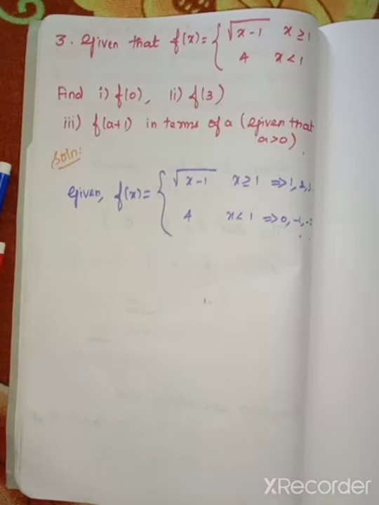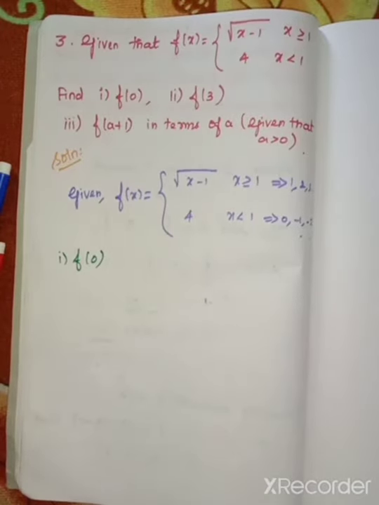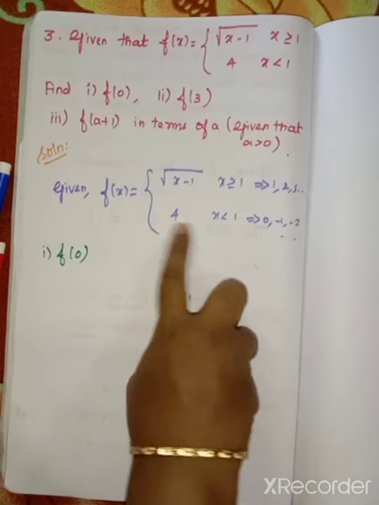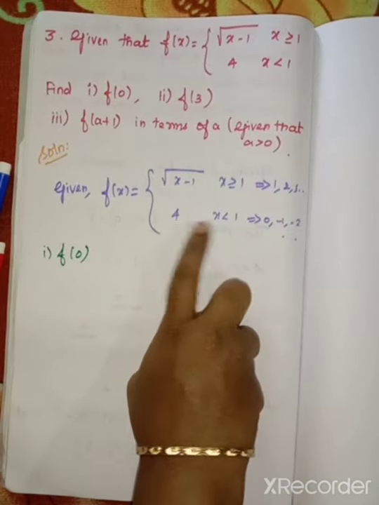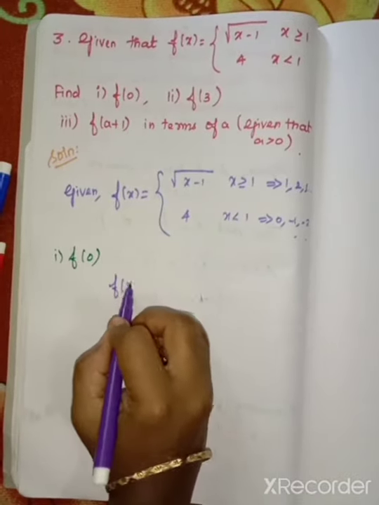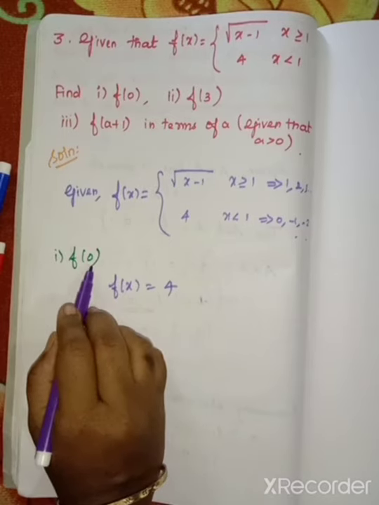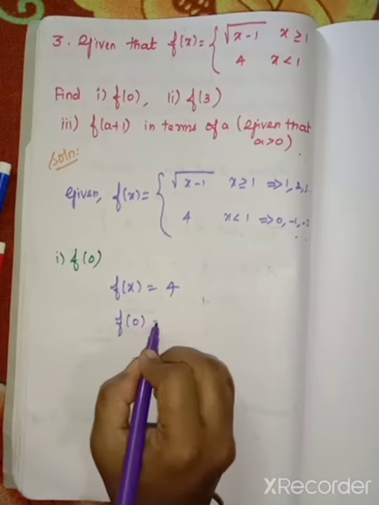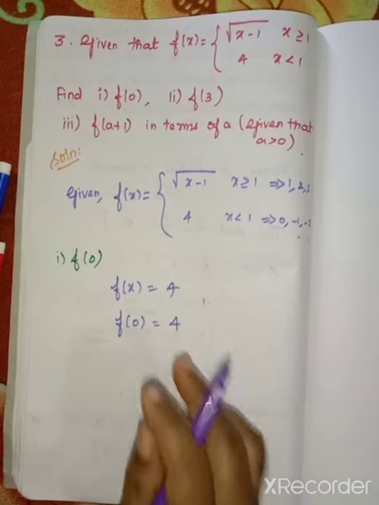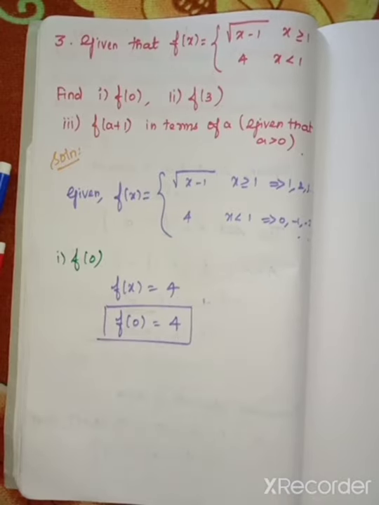Now we want to find the first one. The first subdivision they ask is f of 0. Where is 0? In the second subdivision, that is the second expression, f of x is given. So f of x equal to 4. In place of x, the given is 0. So f of 0 equal to 4, because here there is no x value, so you just write the same constant. So f of 0 equal to 4.